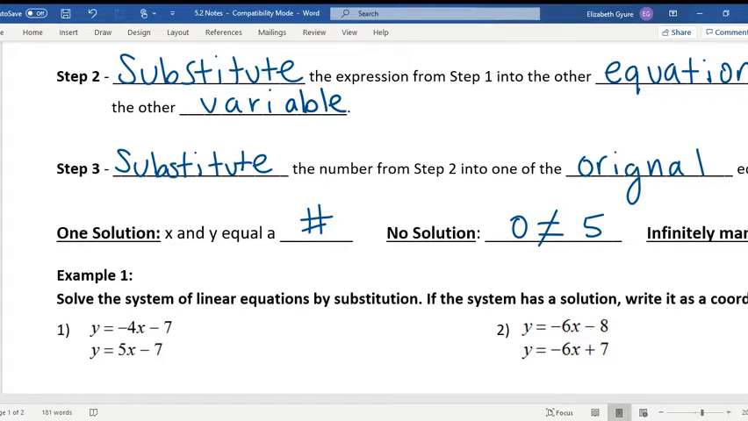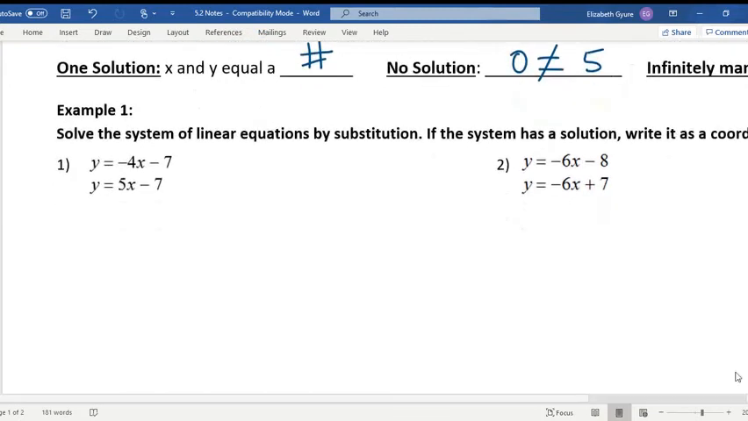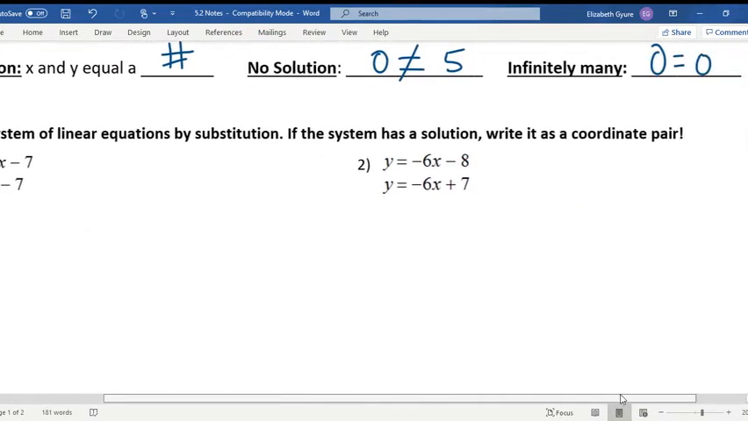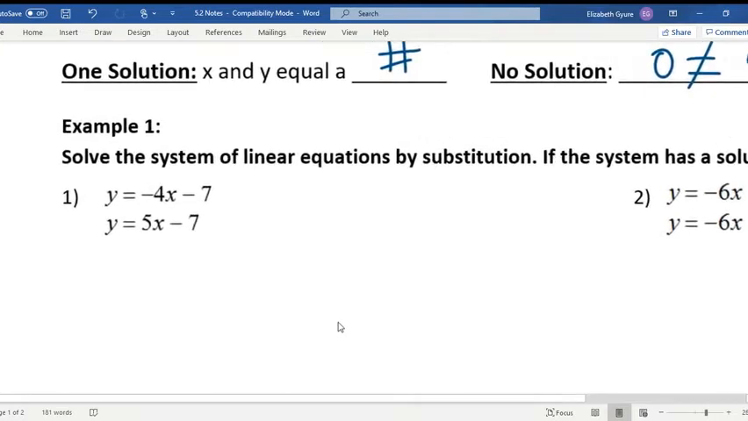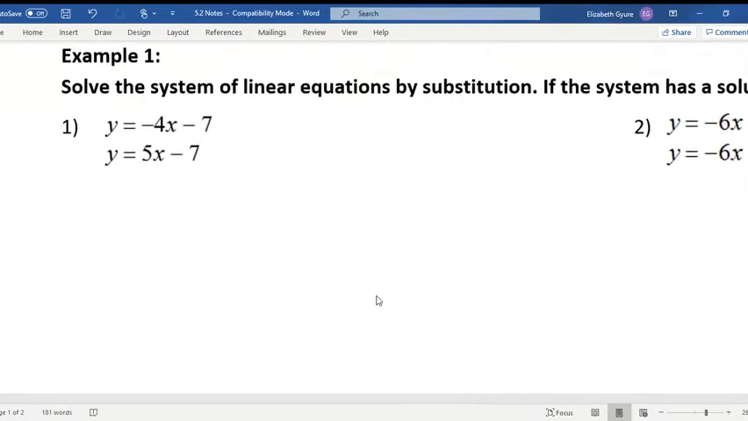Solve the system of linear equations by substitution. If the system has a solution, write it as a coordinate pair or a coordinate point, like parentheses, x, y, like a point. Okay. So we have y equals -4x minus 7 and y equals 5x minus 7.